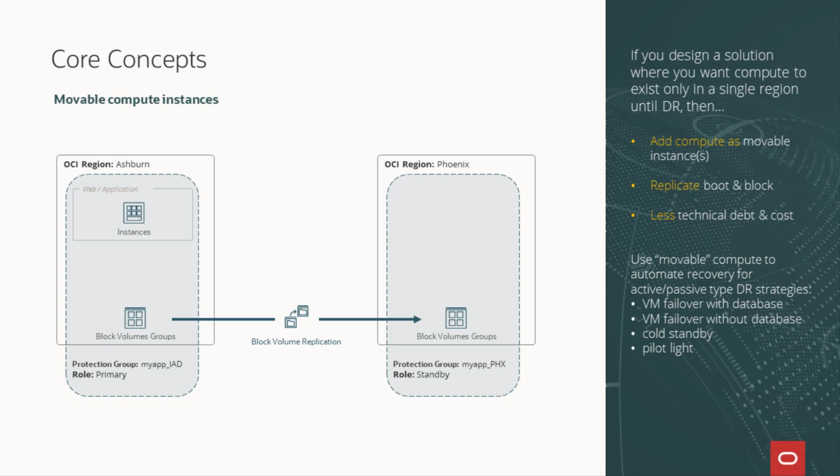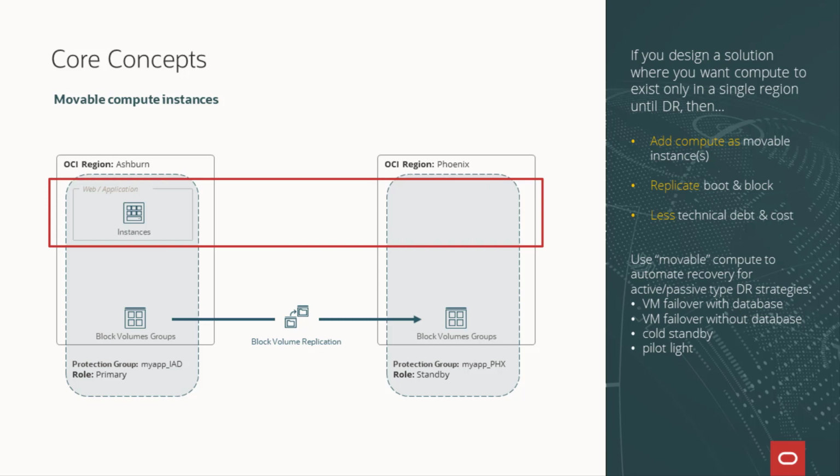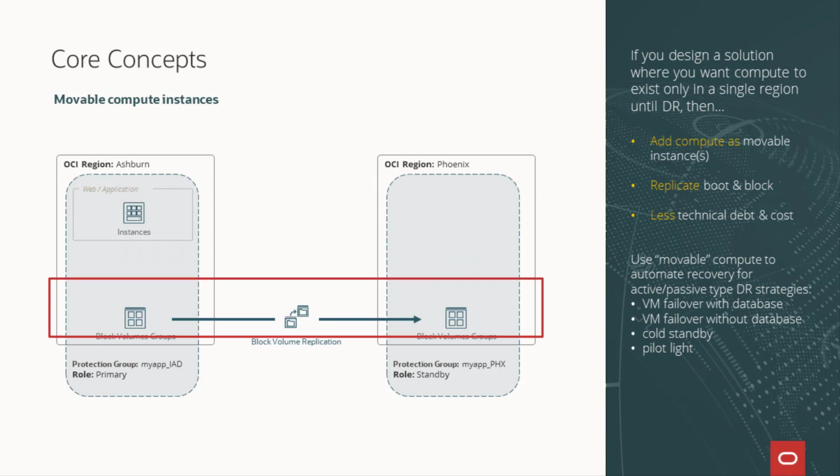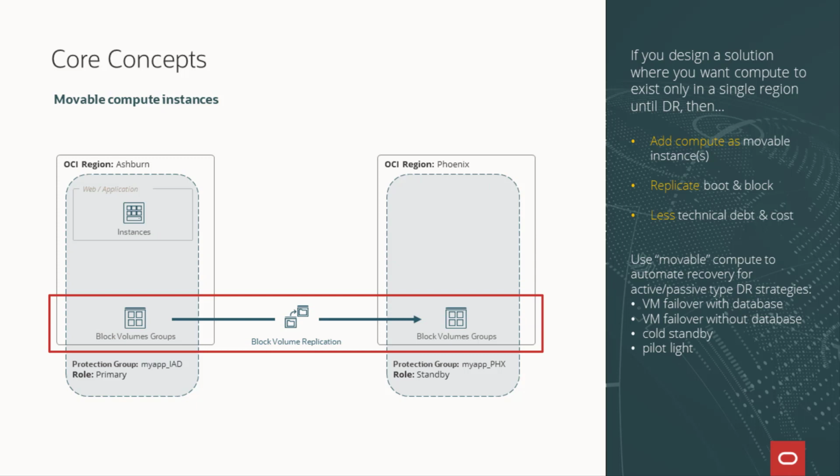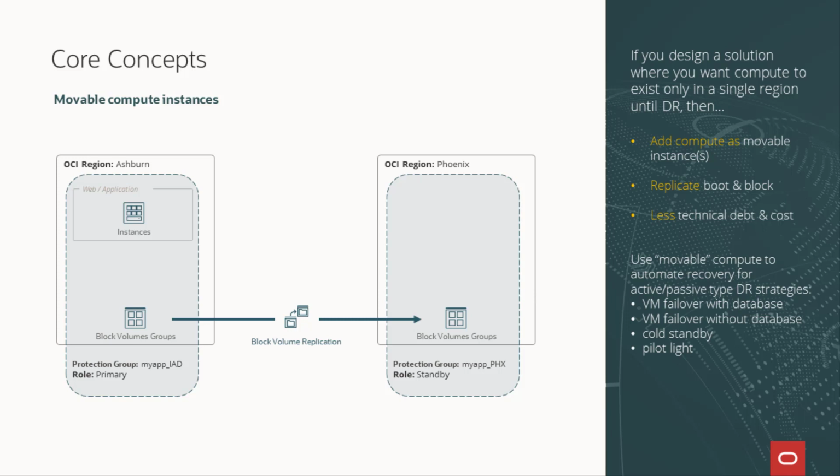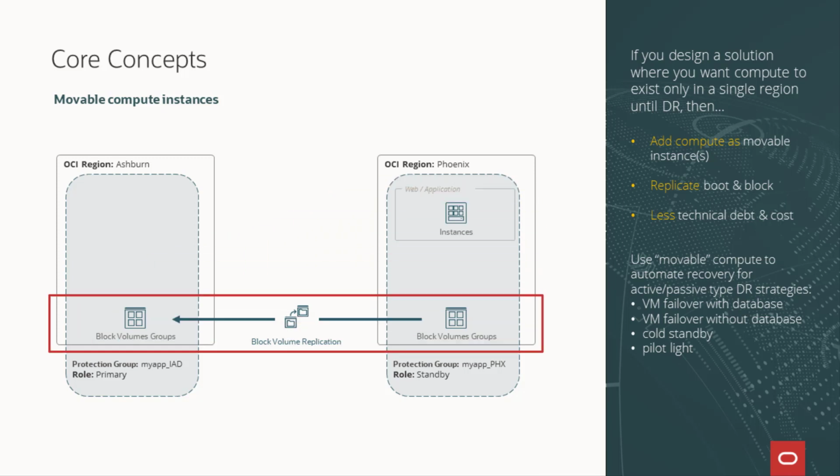Let's explore the concept of movable versus non-movable compute in a little more detail. Notice that the compute instances only exist in Ashburn on this slide, and block volume groups are being replicated from Ashburn to Phoenix. We will automatically do everything needed to move your compute from the primary region to the standby region during a DR operation. Notice that the compute instances that were in Ashburn are now in Phoenix, and the block volume replication is now going from Phoenix back to Ashburn.